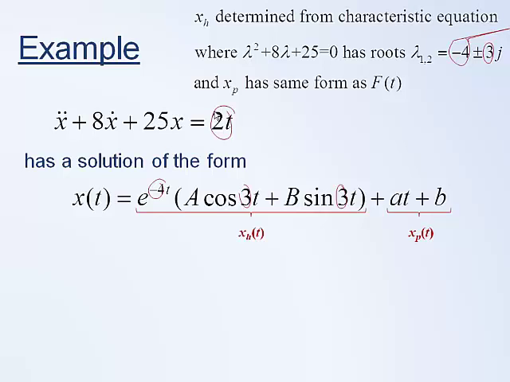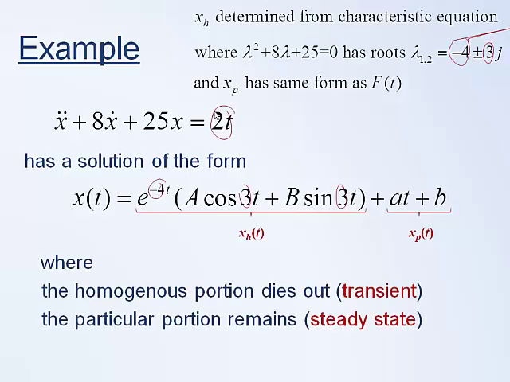Looking at this, we can see that the homogeneous portion dies out. It affects the transient behavior of the system. Since we have exponential decay, we're going to get a decaying sinusoid that decays to 0 eventually. But the forcing function stays. It doesn't die out. It will be there once the transient dies out. And so again, I don't expect you to have a great grasp of what transient steady state means, but these are concepts that are going to come back.